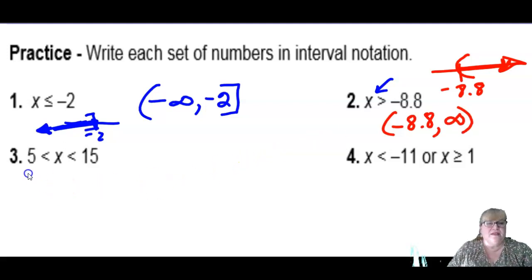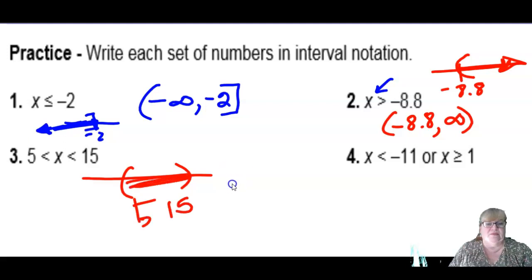All right. This one says just simply everything between 5 and 15, and it doesn't include either end. So it would look like this on a number line, and it would really just look like an ordered pair. Kind of confusing. And this one says everything below negative 11.